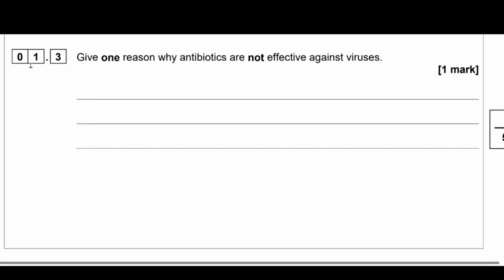Okay, let's move on to 1.3. Give one reason why antibiotics are not effective against viruses. Well, there's plenty of reasons why they're not effective. Antibiotics normally target enzymes, the ones that build the cell wall of a bacteria. Viruses don't really contain enzymes, and viruses don't even have a cell wall.